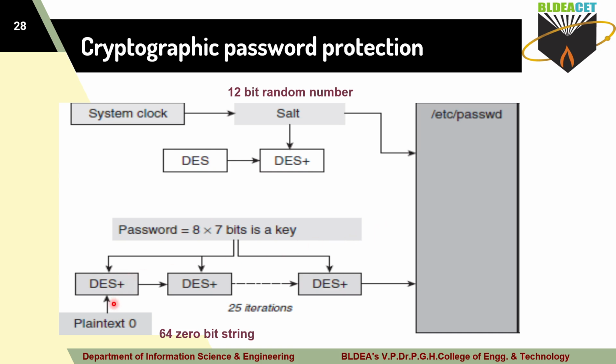Once you have applied it, the output you get is your ciphertext. That ciphertext you once again take as input to the next DES plus, the modification or updation of the DES algorithm. Here the input for this one is the ciphertext of the first round.